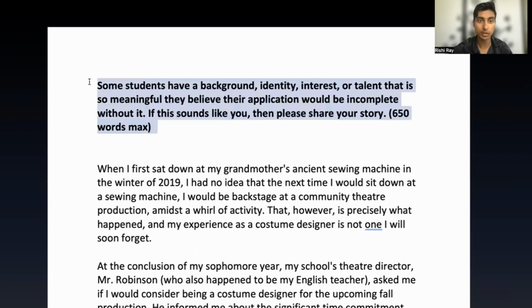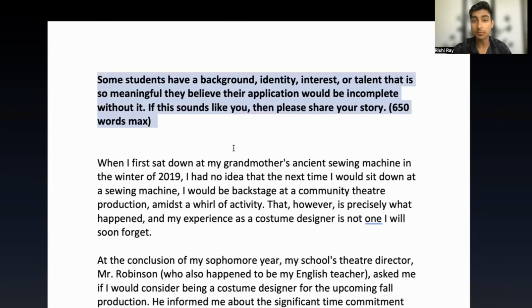You can see the prompt was one of the Common Application prompts: some students have a background, identity, interest, or talent that is so meaningful that they believe their application would be incomplete without it. If this sounds like you, then please share your story. You've probably heard this prompt before if you've looked at the Common Application prompts. First thing I want to do is read through the entire essay, get a feel for it, and then we'll start to dissect it.